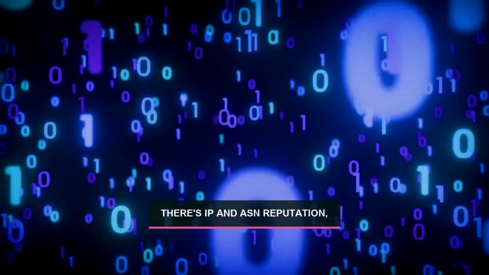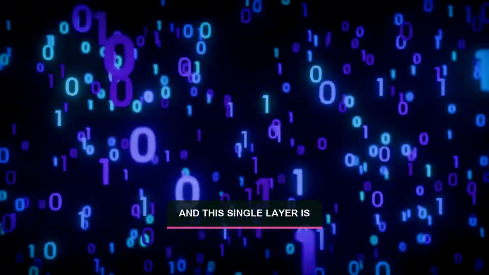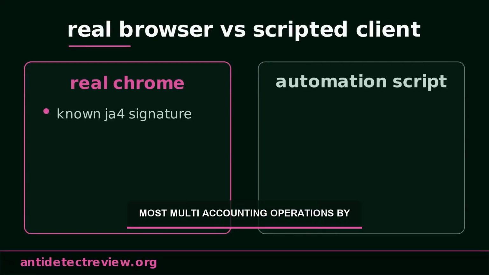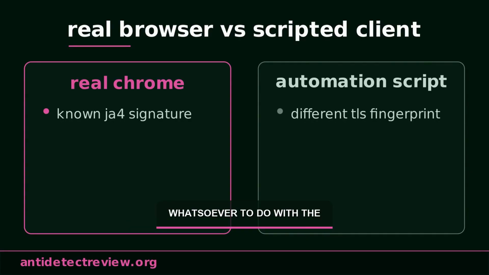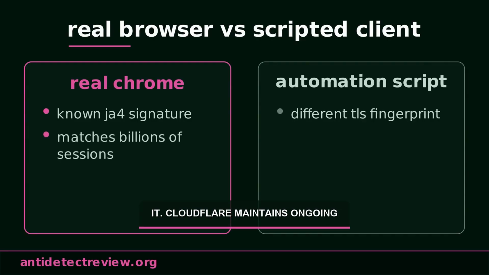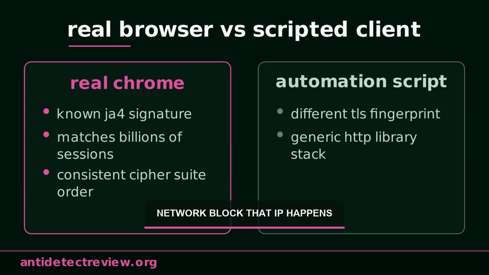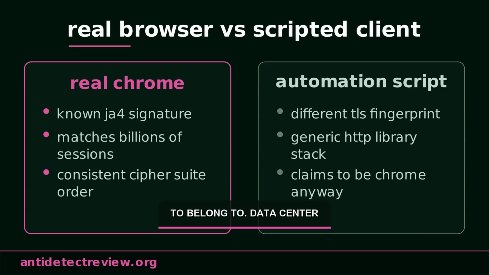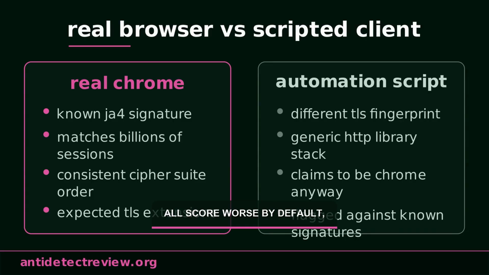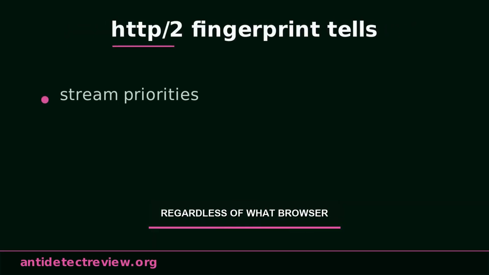Then there's IP and ASN reputation, and this single layer is the one that catches the most multi-accounting operations by far, and it has nothing whatsoever to do with the browser sitting on top of it. Cloudflare maintains ongoing reputation scores per individual IP address and per ASN, which is just the network block that IP happens to belong to. Data center IP ranges, well-known VPN exit nodes, and heavily reused proxy pools all score worse by default, regardless of what browser fingerprint happens to be sitting behind them that day.